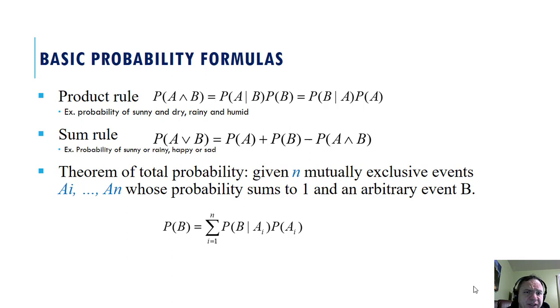So how can we calculate the probability of an event given these three possibilities? We do that with the following formula. The probability of this event is equal to the probability of this event given A1 times the probability of A1, plus the probability of this event given the event A2 times the probability of the event A2, and so forth.